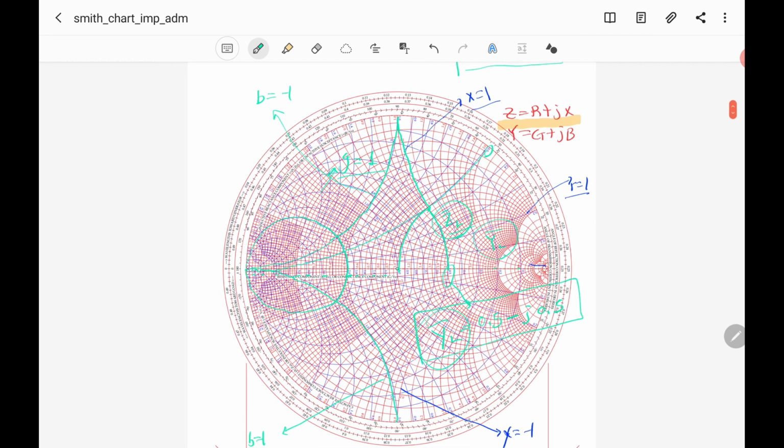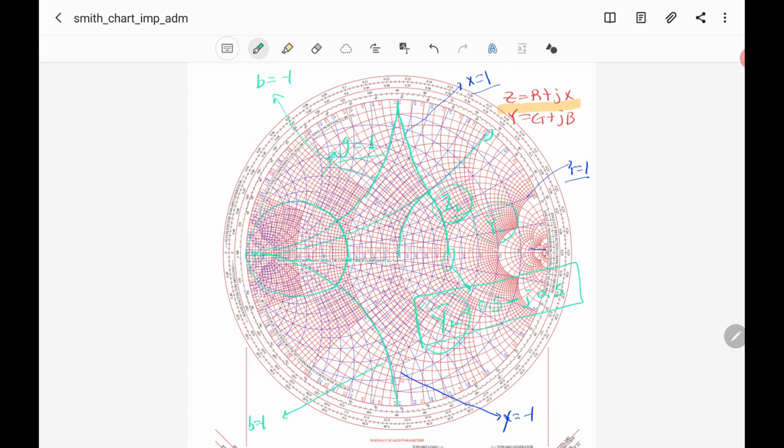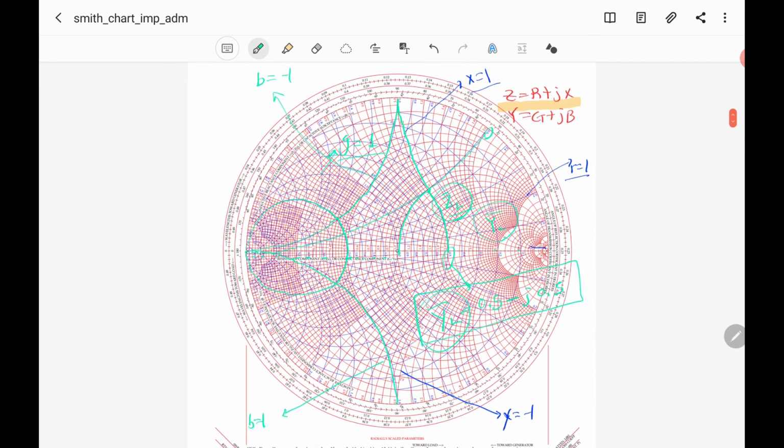So I recommend you understand all of the chart, so that this will be very useful to find some circuit for the impedance matching later.